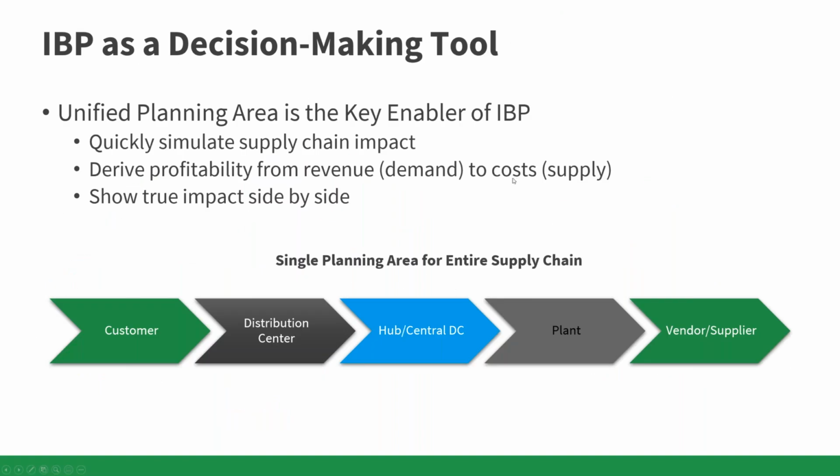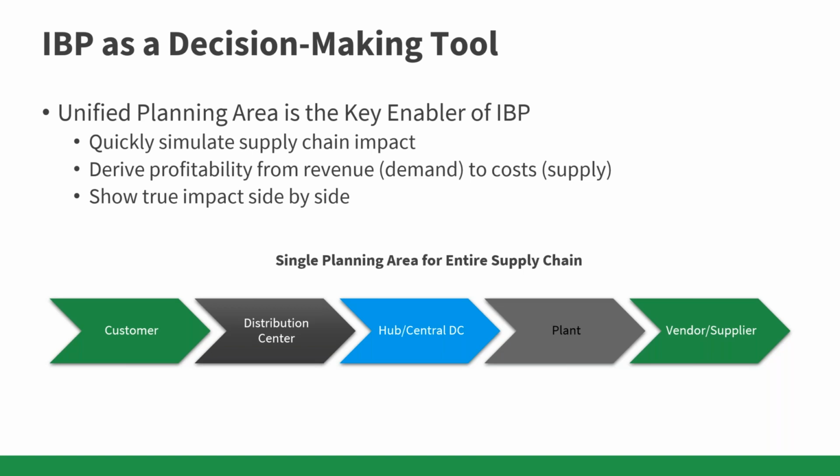So as a decision-making tool, what really enables that? We could get into database structure and cloud architecture in a different one, but what IBP really does is make sure that your customer, all the way to your supplier, is connected in a single planning area. In SAP speak or in IBP speak, that is called a unified planning area. And what that does is it enables you to show any lens of your entire end-to-end flow in integrated scenarios.